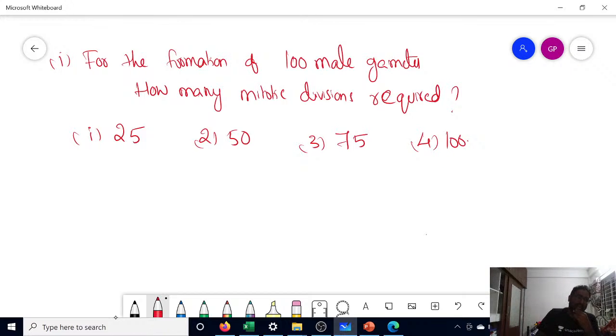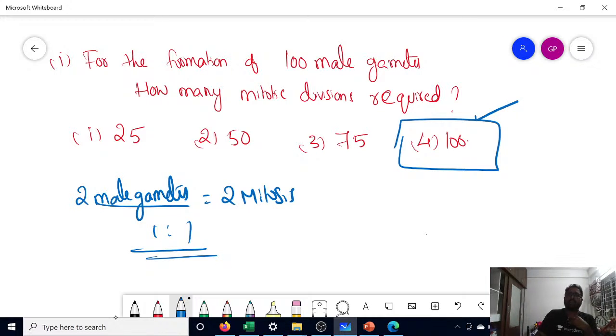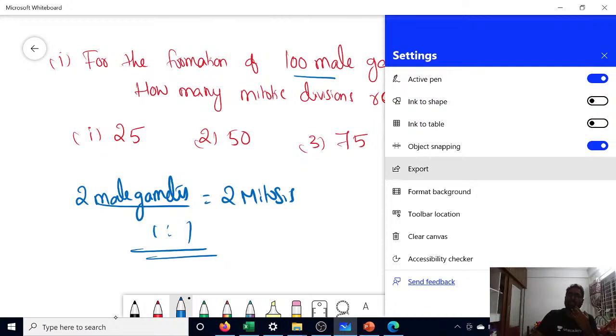Now I'm going to reveal the answer. Very good. The answer is 100, because 2 male gametes equal how many mitosis? 2 mitosis. What is the ratio now? 1:1. So obviously for 100, 100. For 200, 200. Got it, students? Yes, superb.